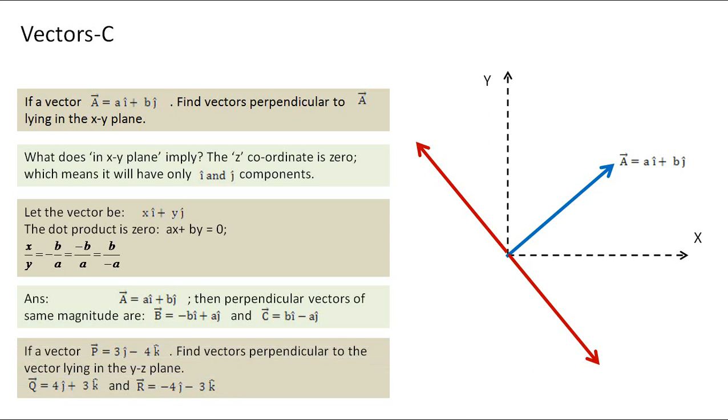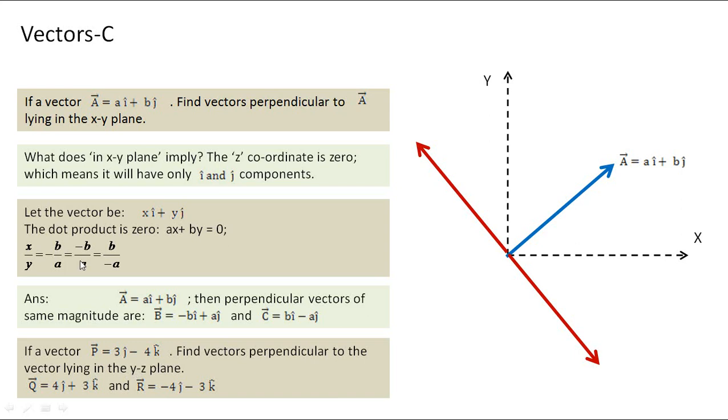Similarly, if you put it in terms of numbers, if a vector p is given as 3j cap minus 4k cap, which plane does this vector lie in? It does not have any x component. It means the x coordinate is 0. It lies in the yz plane. Vector p lies in the yz plane. Hence, find vectors perpendicular to this vector lying in the yz plane.